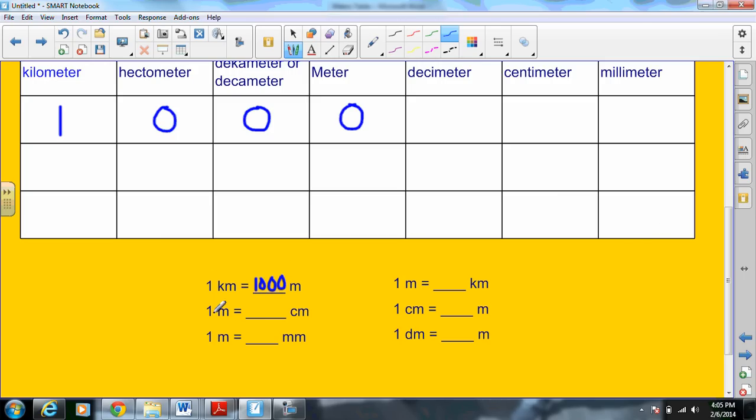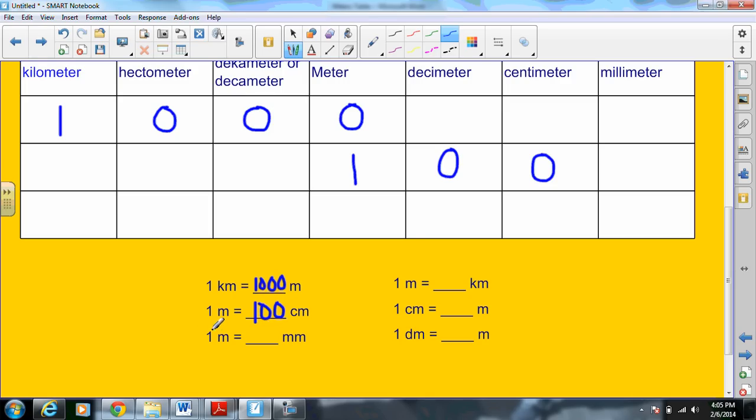Here you see 1 meter. It wants to know how many centimeters equal 1 meter. So I know that I'm looking for 1 meter, so I'm going to go to meter and write 1. And then I'm going to make zeros all the way until I get to a centimeter, which is cm. And that got me to 100. 100 centimeters equals 1 meter. 1 meter equals 100 centimeters.